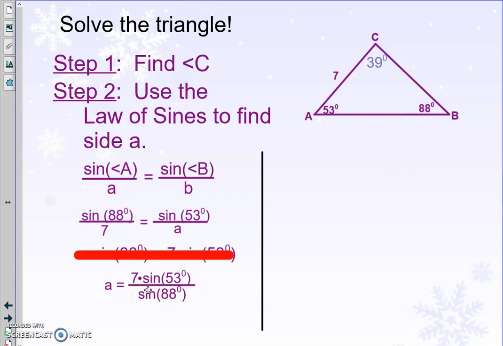And it turns out that for each problem, I need to see three things. I want to see the initial law of sines, I want to see what you put in your calculator, and I want to see the answer. So let's go to our calculators.